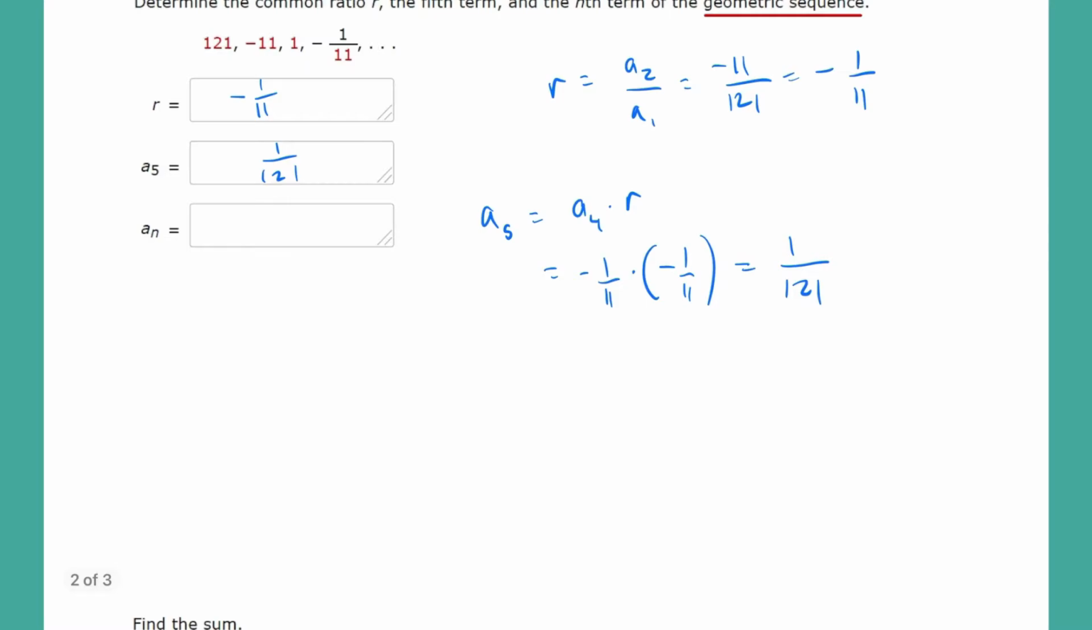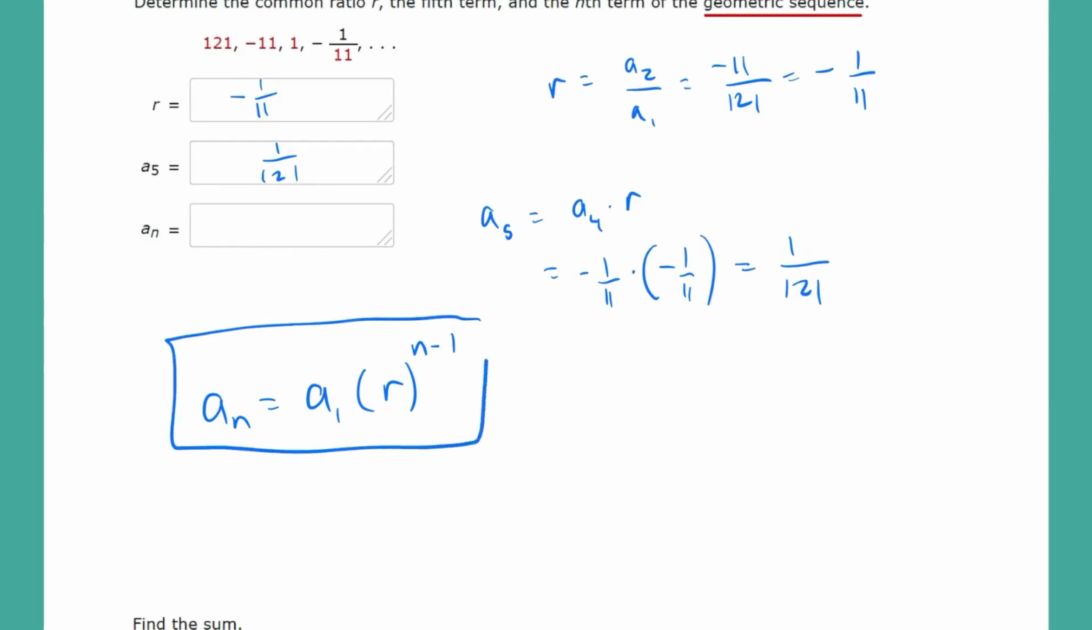All right, and then the nth term, well, there is a formula for geometric sequences. Nth terms for geometric sequences are as follows. A sub n equals a sub 1 times r to the n minus 1 exponent. So this is the formula for a geometric sequence. Notice it's different from the arithmetic sequence.